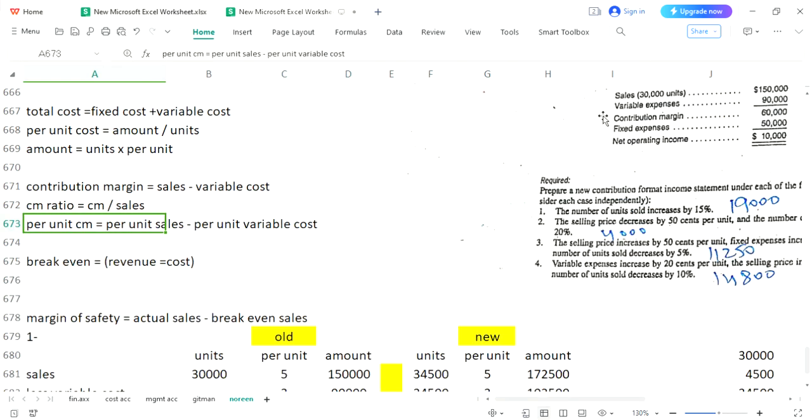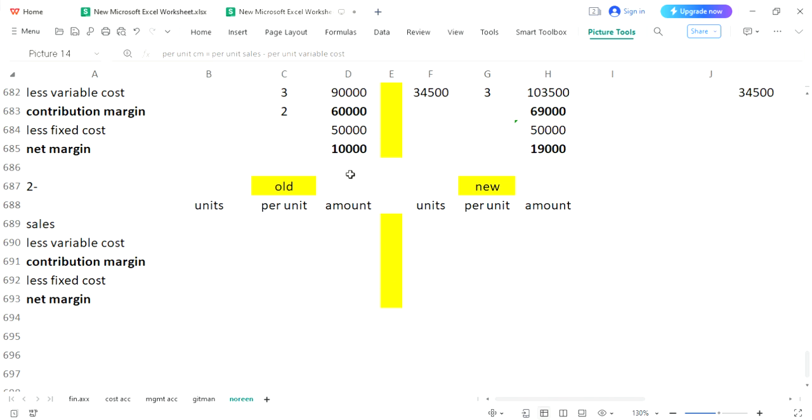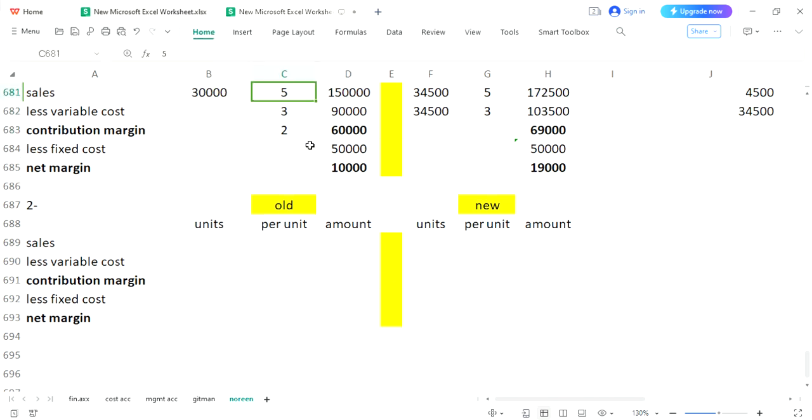Let's see what your question is now saying. Second part, selling price decreased by 50 cents. 50 paisa in Urdu we usually say. 50 paisa means half rupee. Selling price decreases by 50 cents. Alright. Your initial selling price was 5. Okay, you are decreasing this selling price by 50 cents. Half means the initial price was 5. Please look over here.